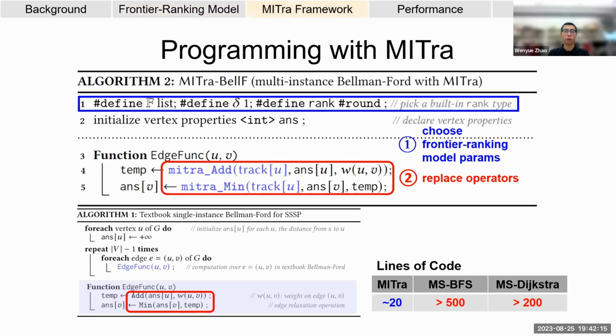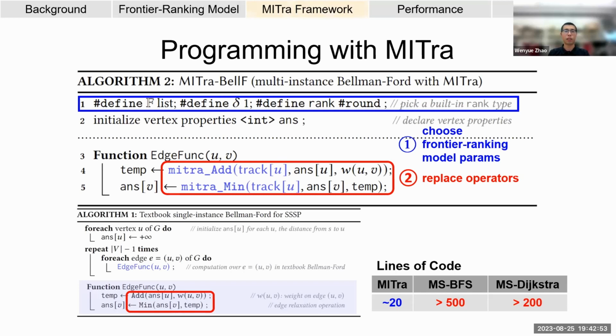We demonstrate how to program with Mitra using this example. The user first chooses the 3 parameters for the frontier ranking model, as shown in line 1 with the blue rectangle box. Then, the user follows the textbook graph algorithm to implement their edge function. The only difference is that the user should replace operators using Mitra operators. In this example, replace add with Mitra add and replace min with Mitra min.